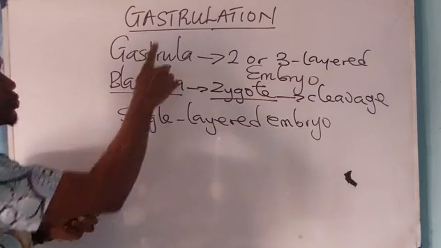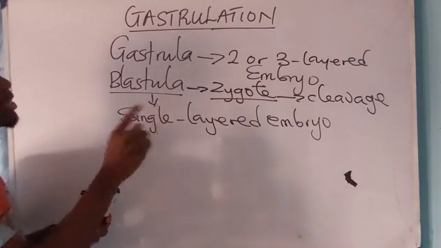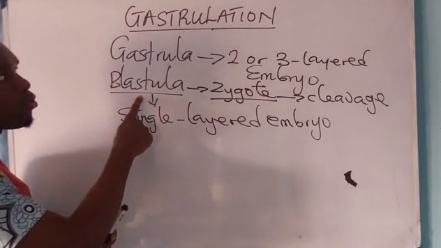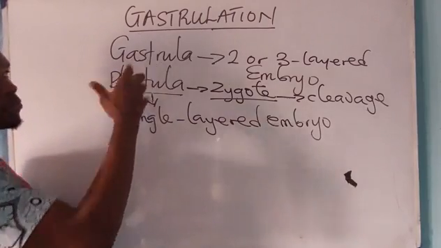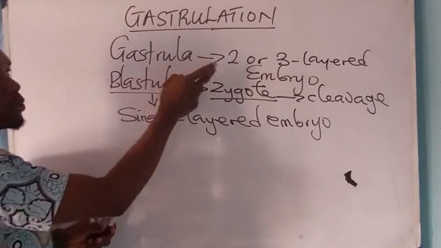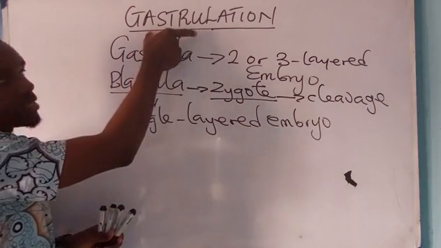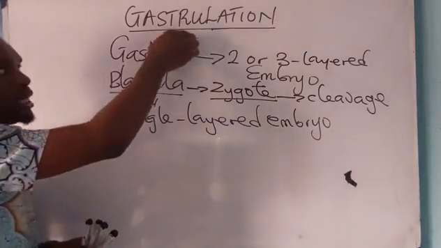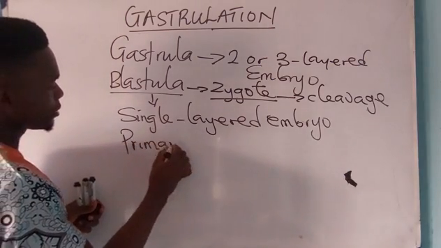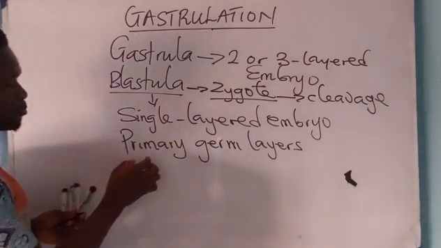Which is to say that gastrulation is a phenomenon characterized by the transformation of a single layered embryo called blastula into a multi-layered embryo called gastrula. The process whereby a single layered embryo called blastula is converted to a multi-layered embryo called gastrula is called what? Gastrulation. Now the purpose of gastrulation is to form 3 primary germ layers.